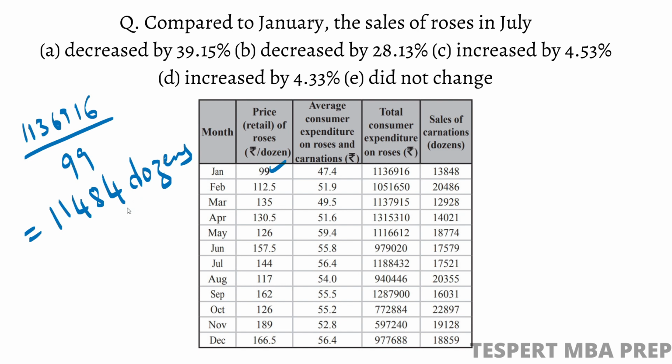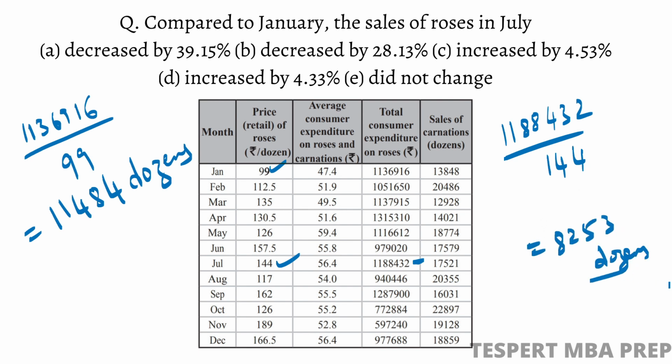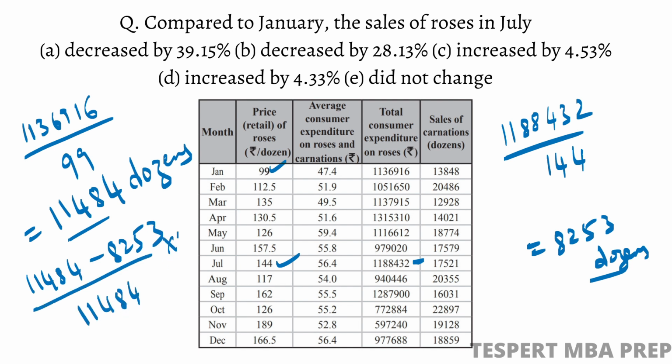Similarly, in July, the total expenditure on roses is 1188432 divided by the price of roses per dozen, which is 144. This will be equal to 8253 dozens. But we are asked to find out the percentage change in the sales, right? So take the difference, 11484 minus 8253, divided by the initial value, which is 11484, into 100. Calculating this, we get 28.13%. Is it an increase or decrease? From 11,484 in January, it came to 8,253. So it has definitely decreased. So 28.13% decrease in the value.